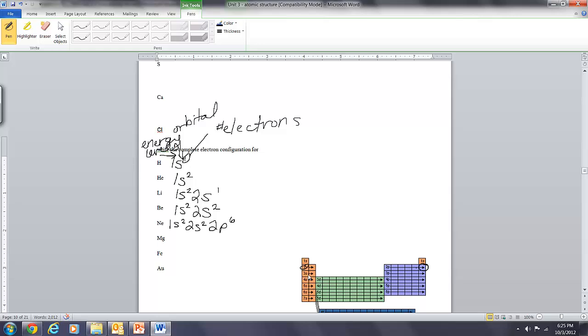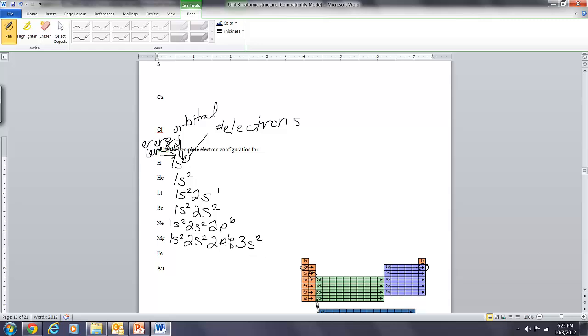Magnesium, it's right here. So again, I'm going to start at the beginning. 1s2, went all the way across it. 2s2, it's full. 2p6, it's full. Then I would say 3s2.